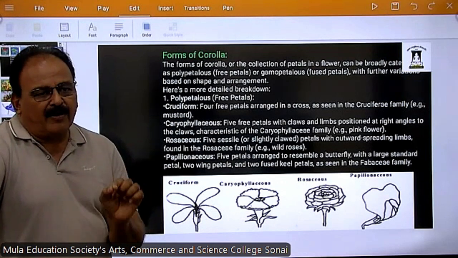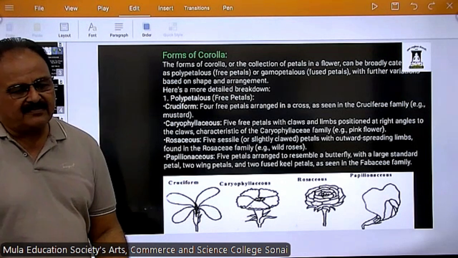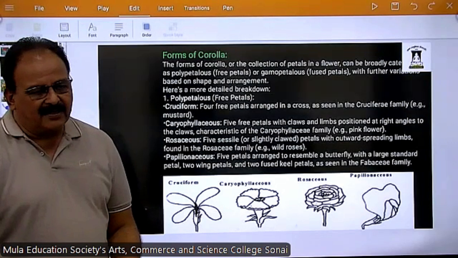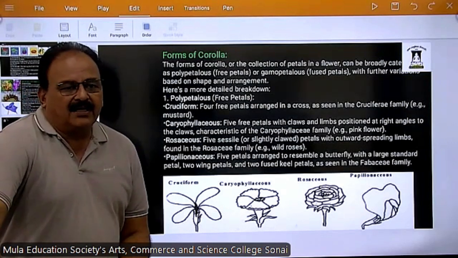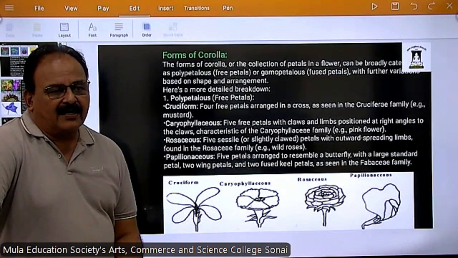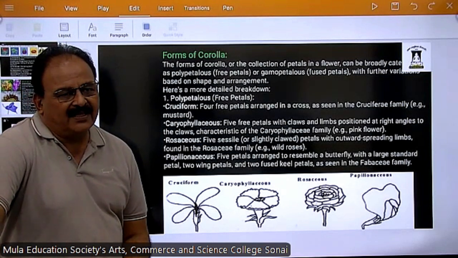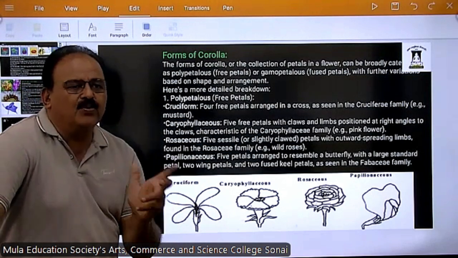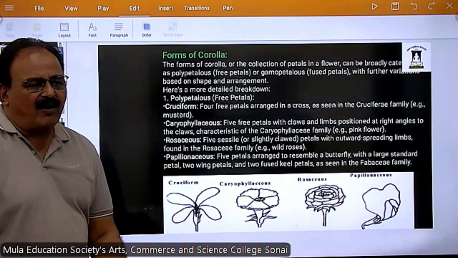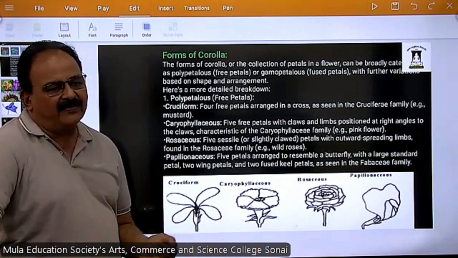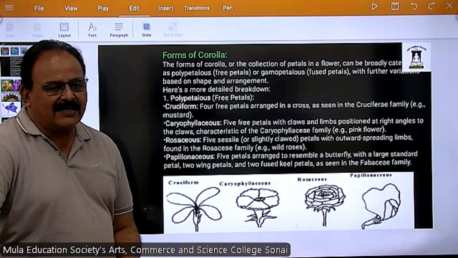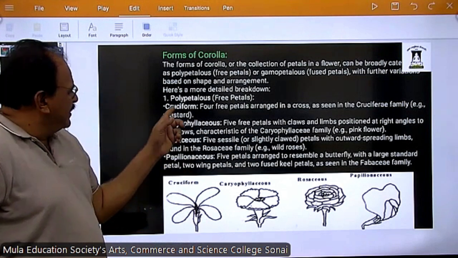The first type of polypetalous is cruciform. There are 4 petals present. These 4 petals are like a cross, crossing each other like a cross, like a crucifer. So this type of form is called the cruciform type of corolla. An example of this is Brassica, Brassicaceae family.